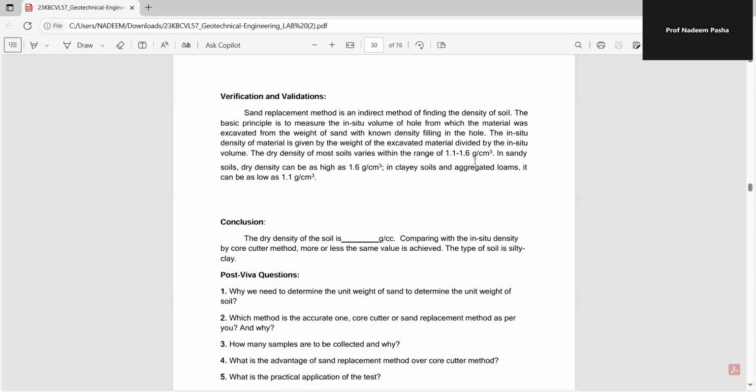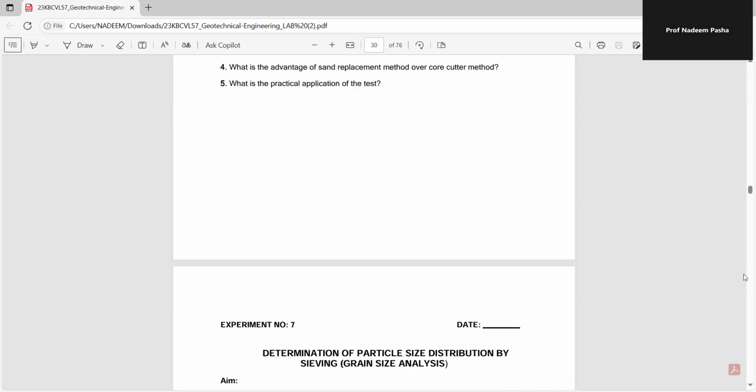So what are the post-viva questions? Why do we need to determine the unit weight of sand to determine the unit weight of soil? Because it is important. Which method is more accurate, core cutter method or sand replacement method? As per my knowledge, I would go with the core cutter method. How many samples are to be collected and why? Three samples are collected. What is the advantage of the sand replacement method over the core cutter method? It is simple and easy. What is the practical application of this test? To know the bearing capacity of soil, the soil needs to be tested for in-situ density.